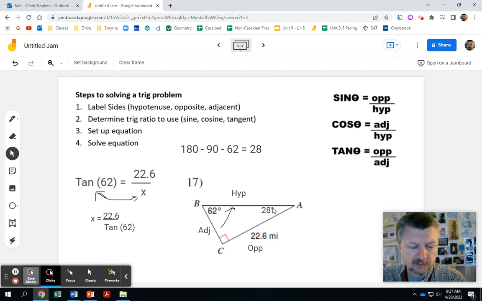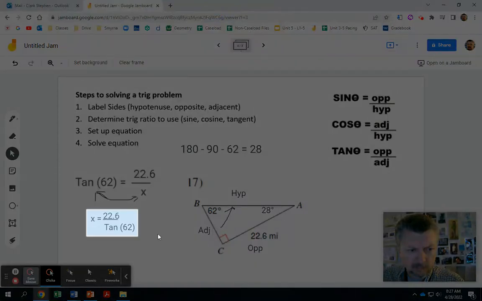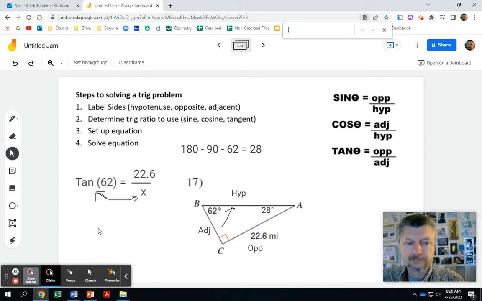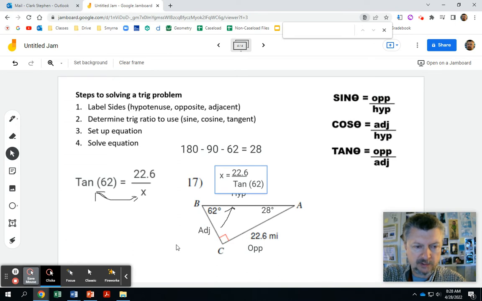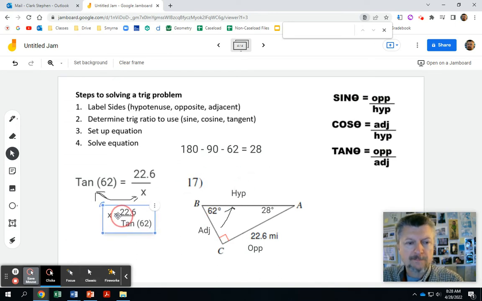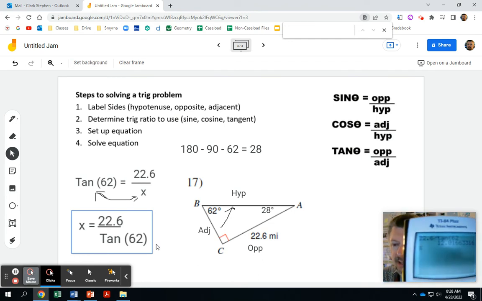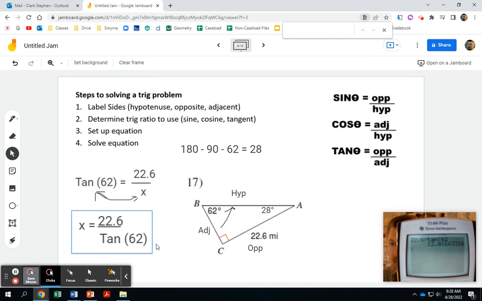Okay, here we go. So now we're going to put this in our calculator. Let's see, did I do that? Okay, there's that. Oh, I lost it. Let's see. Oh, there it is. All right, so all we do now is put that in the calculator. So we do 22.6 divided by tan 62. Let's see if I got it right. And that's what I got. So that'll round to 12.